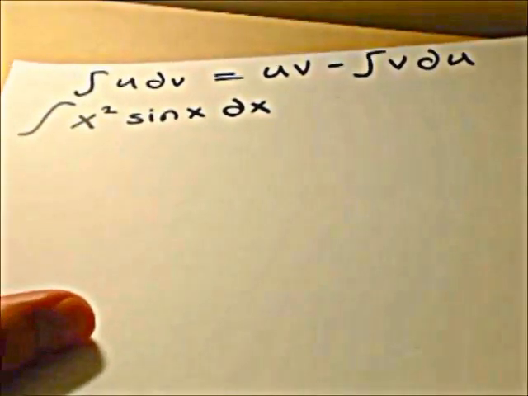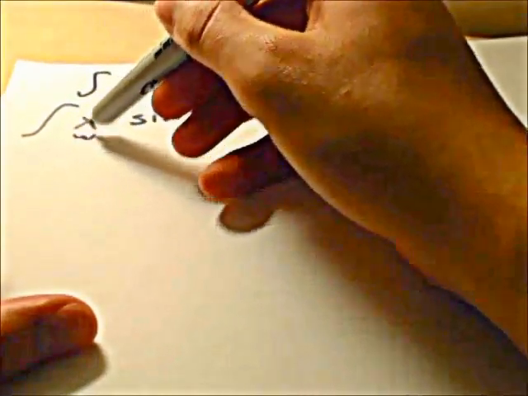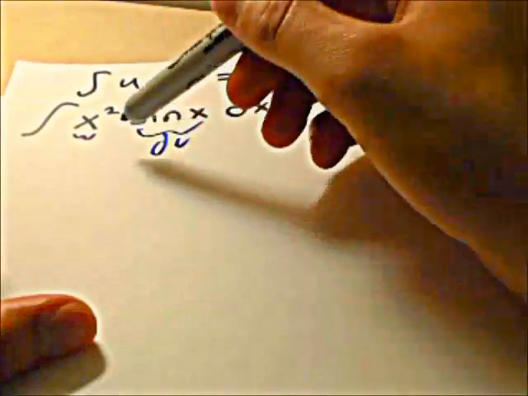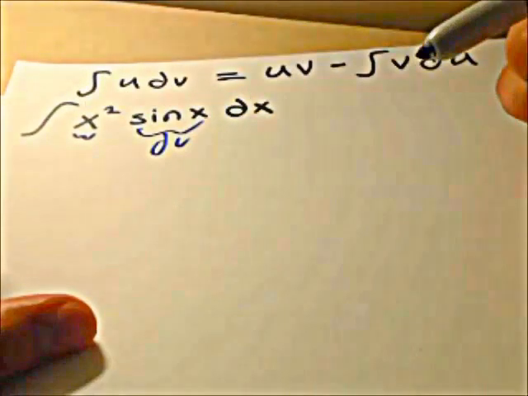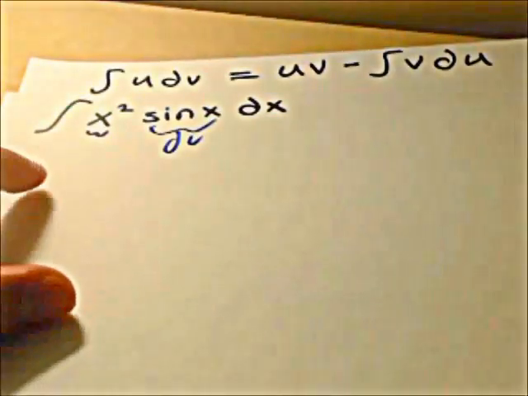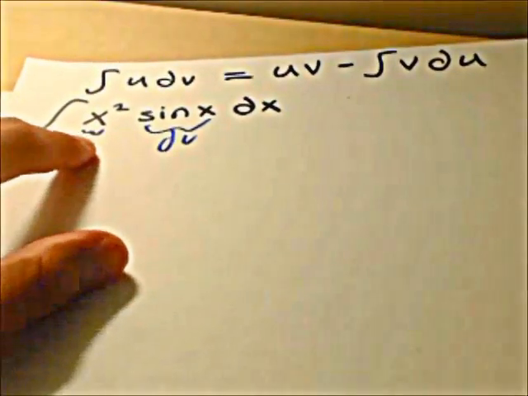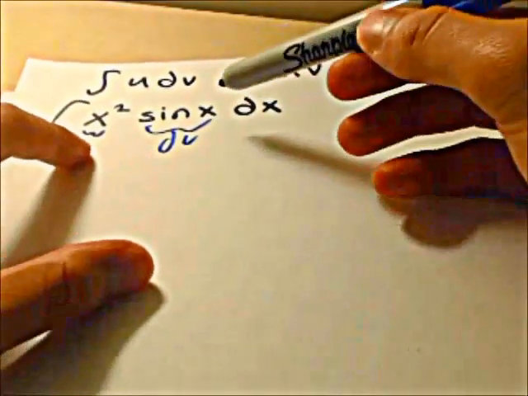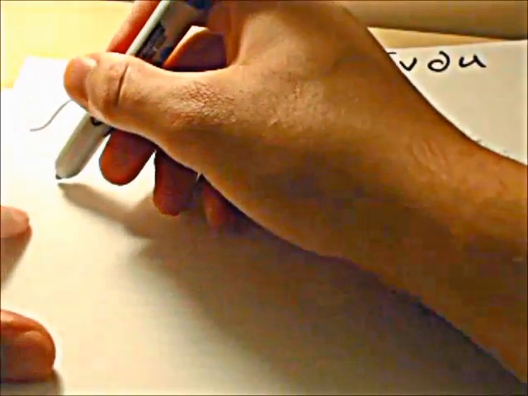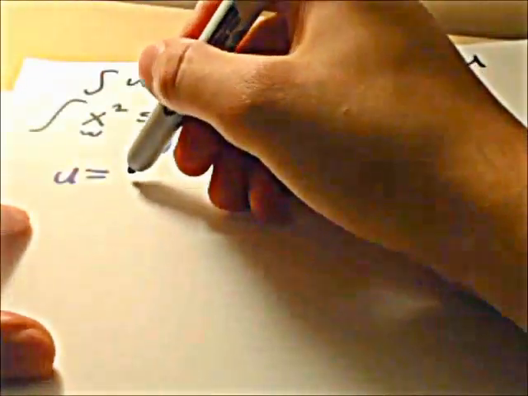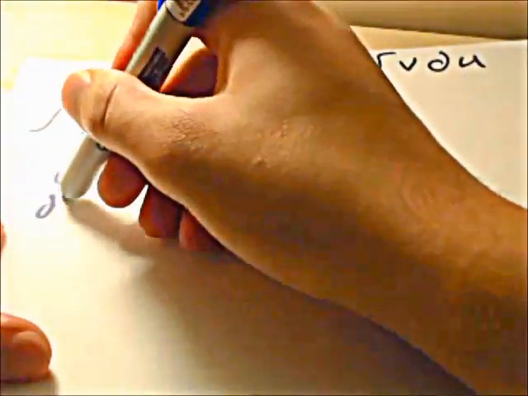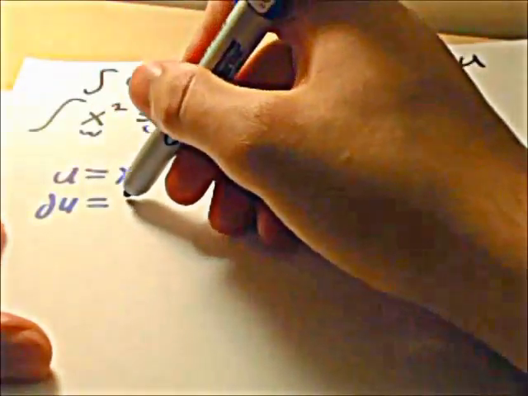Well, again, we pick our u and dv. I'll pretend that this is dv and x squared dx is my u, sorry. And by the way, it's not always the first one is u and the second one dv, because I could have just simply written it as sine x times x squared, so don't be fooled. So u is going to be x squared, and if we take the derivative of that, du would give us 2x.